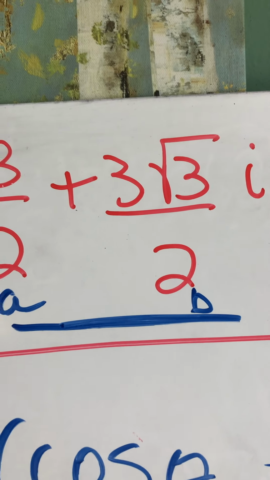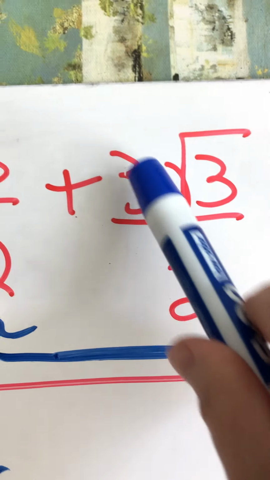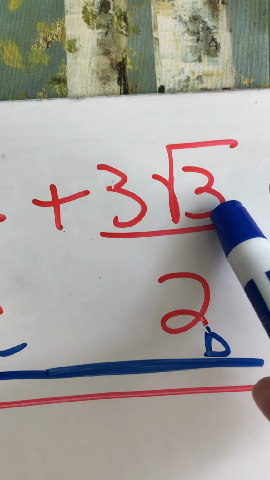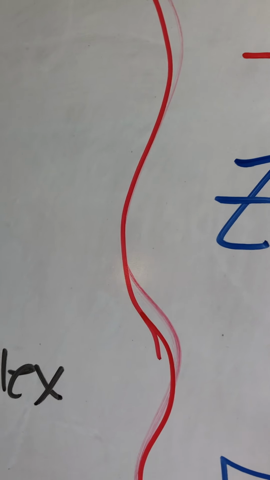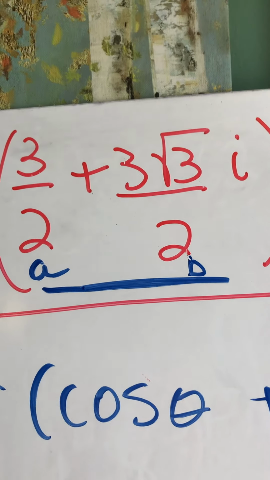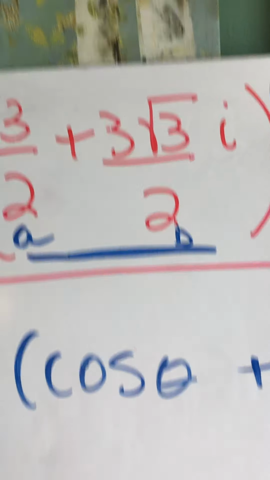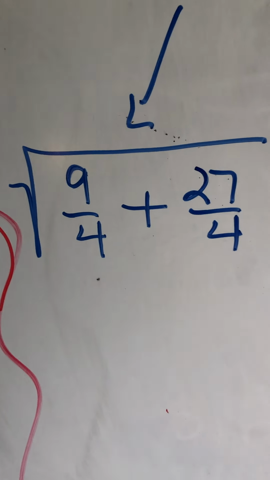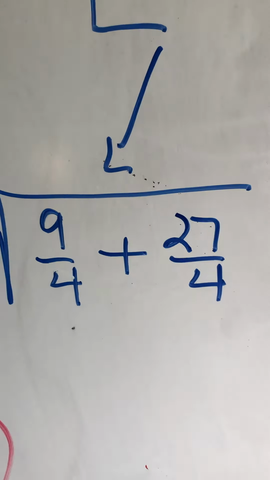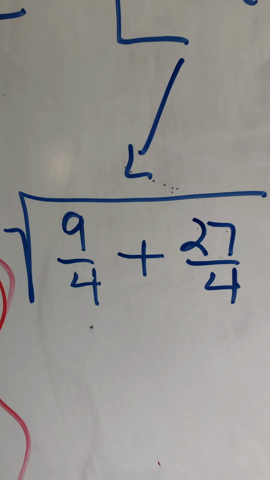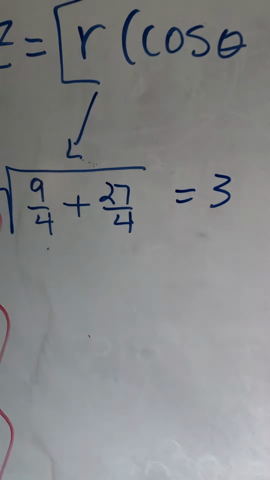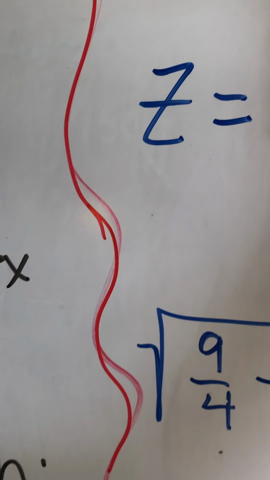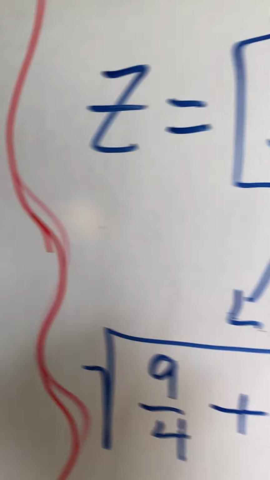Plus, I'm gonna square my B. There's my B. Notice this is 9/4 right here, times 3. So that would be 27/4. Take my word for it, 3 square roots of 3 over 2 squared is 27/4. When you add these up, you get 36/4, which is 9. And when I take the square root, I get 3. There we go. Let's erase the 3, put it right here.